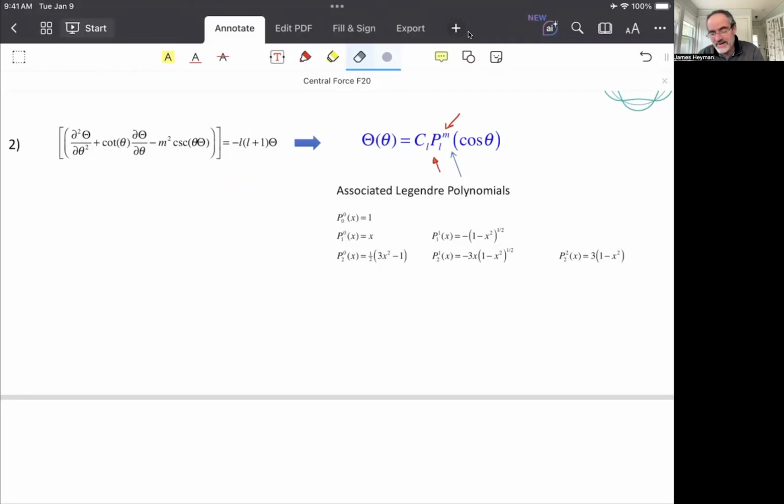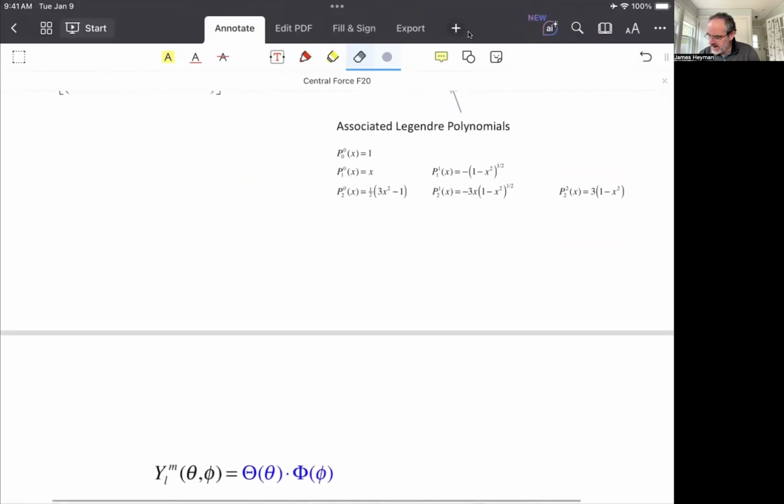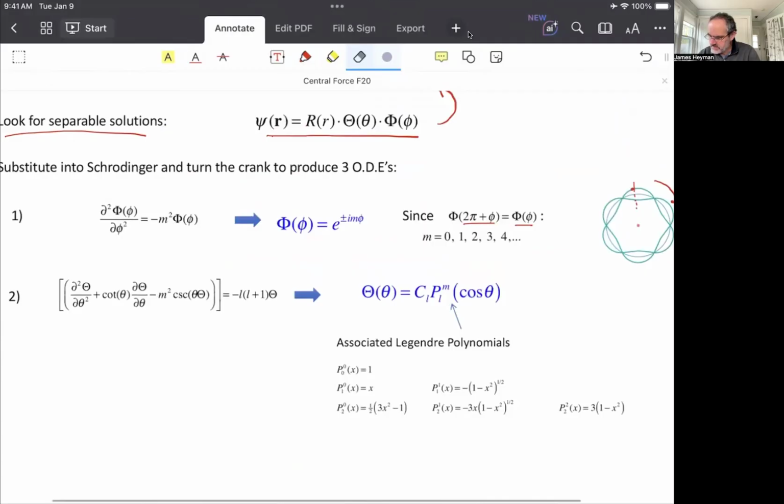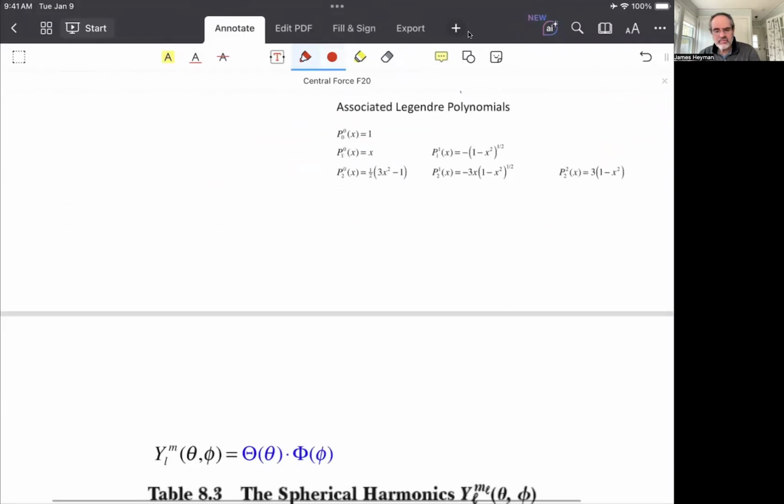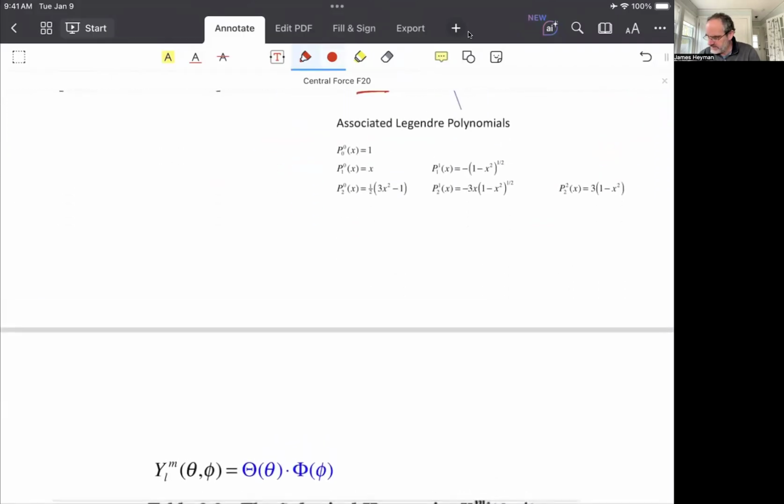Still, it's quite a jump, right, to see these things. In fact, the very standard notation is to combine the theta function and the phi function and put them together into one combined thing, which we call the spherical harmonic function. Okay? So the spherical harmonic functions are just products of the theta functions and the phi functions. Okay?